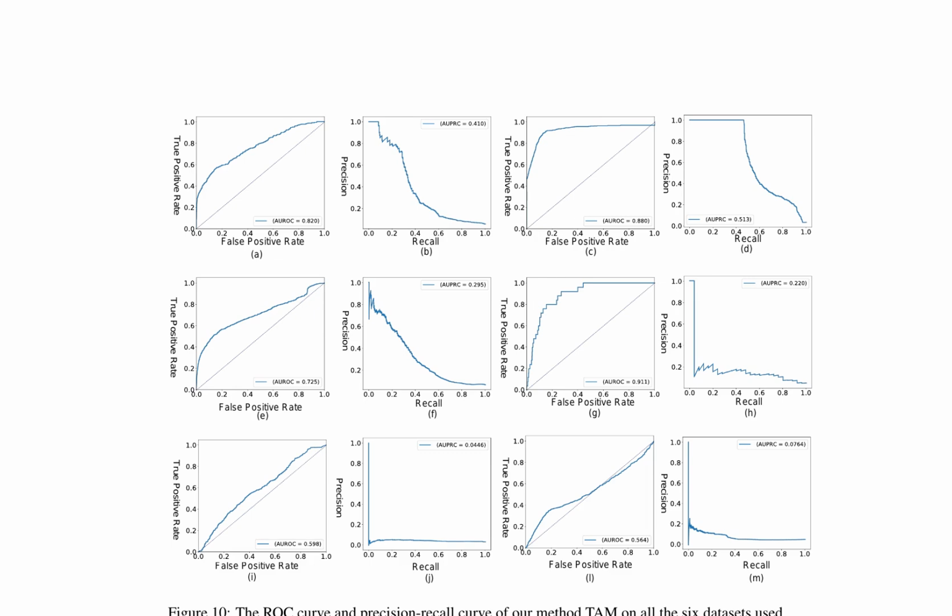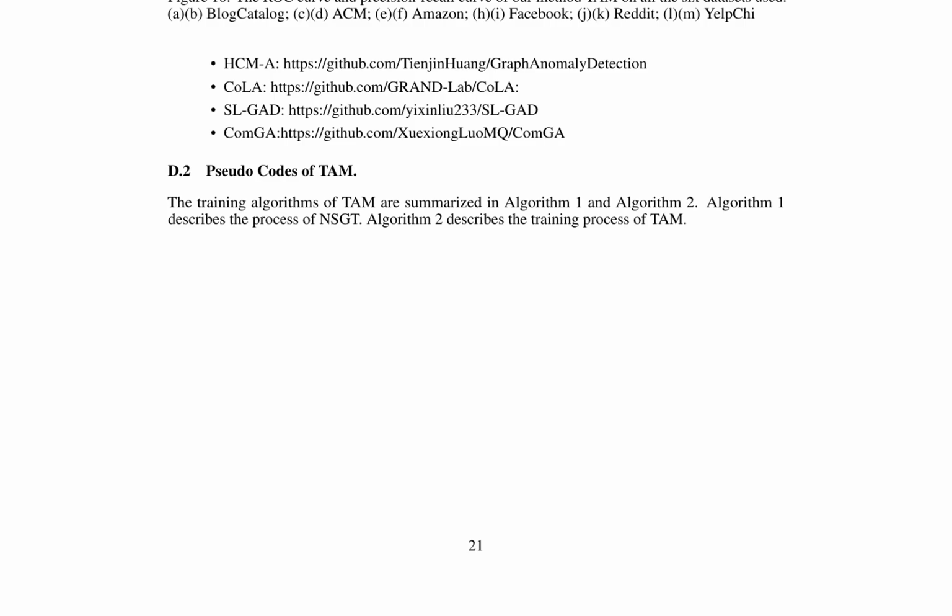The ROC curve provides a graphical representation of the performance of a binary classification model at all possible thresholds, while the PR curve offers insights into the model's performance on class-imbalanced datasets. The results indicate that TAM outperforms state-of-the-art methods such as HCMA, COLA, SLGAD, and COMGA in terms of both ROC and PR metrics.